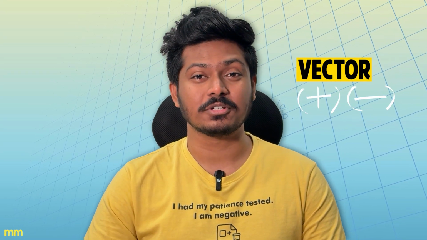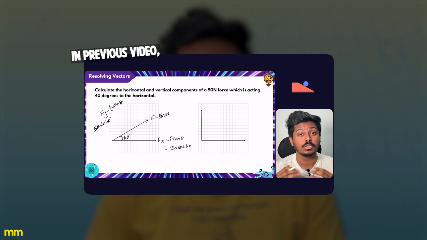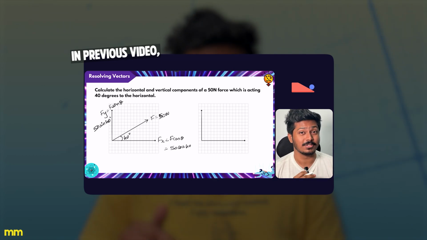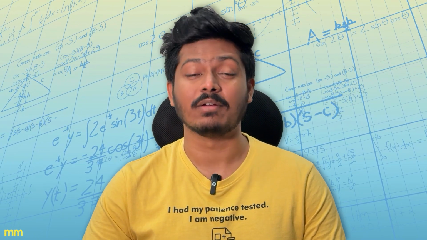Vector addition and subtraction in 5 minutes. In the last video, we saw how to resolve vectors into their respective components. In this video, we're going to see how to find the resultant vectors if there are more than one vectors. We're going to resolve them and find the resultant of those resolved vectors.